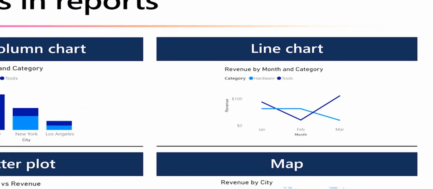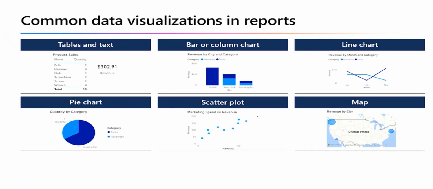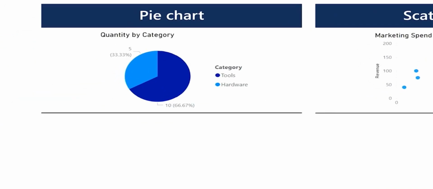Then you have your line charts, which can also be used to compare categorized values and are useful when you need to examine any trends, often over time. Next, we have pie charts. Pie charts are often used in business reports to visually compare categorized values as a proportion of a total.